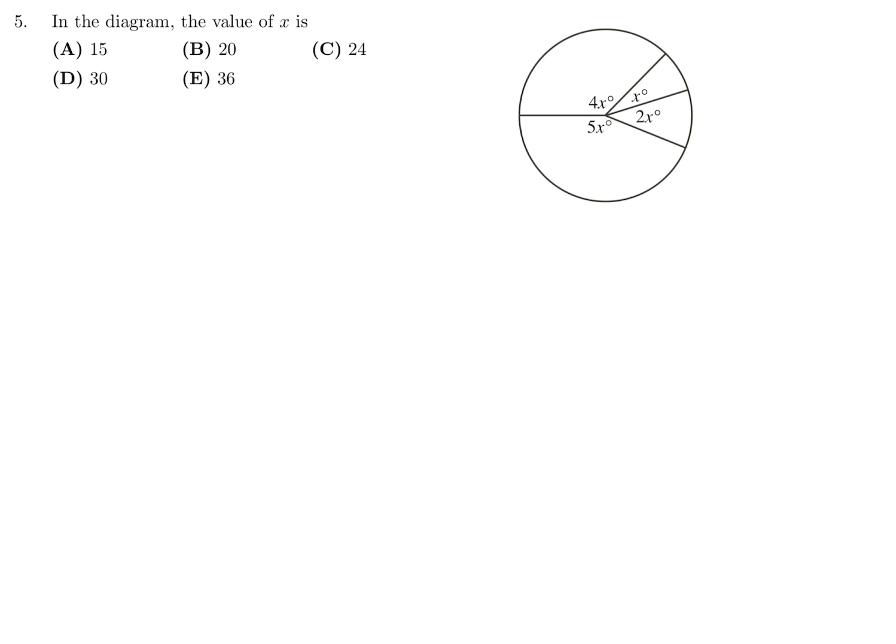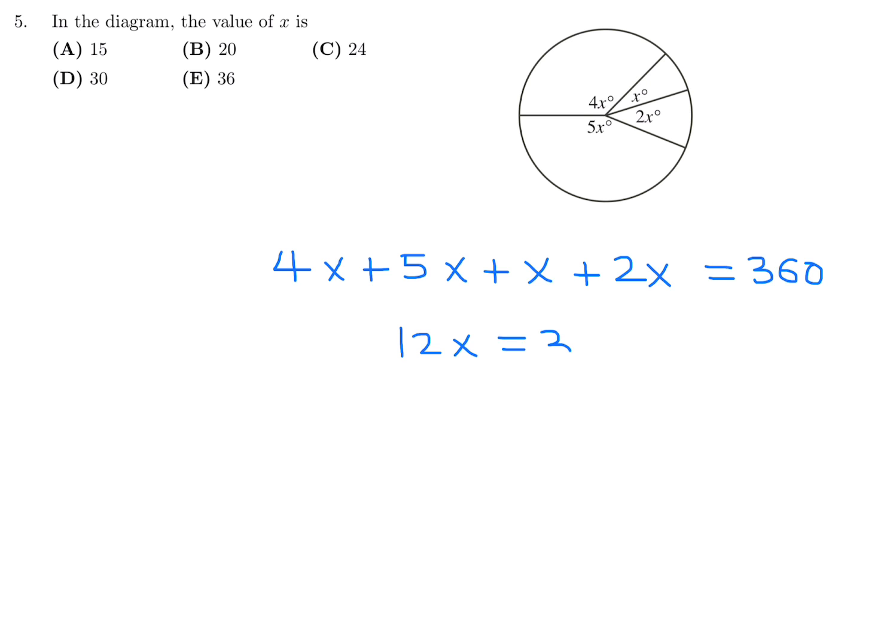In the diagram, the value of x is, so 4x plus 5x plus x plus 2x, all of those have to equal 360. So this is going to be 9 plus 3, 12x is equal to 360. And dividing through by 12, 360 divided by 12, x will be equal to 30 degrees. So number 5, the answer is D.